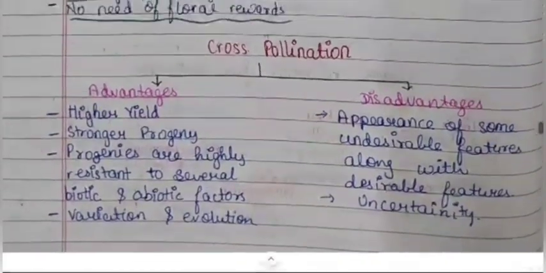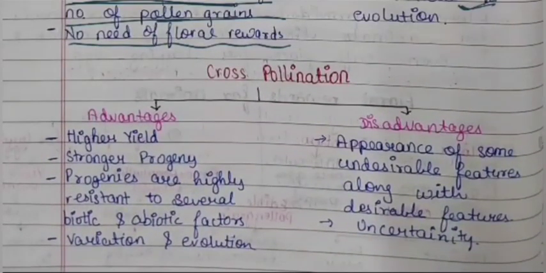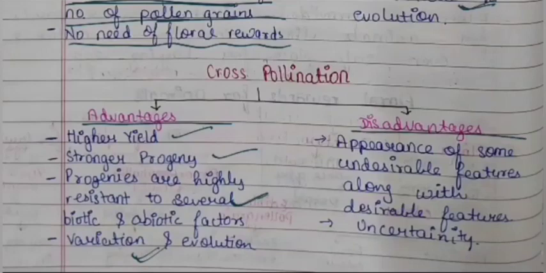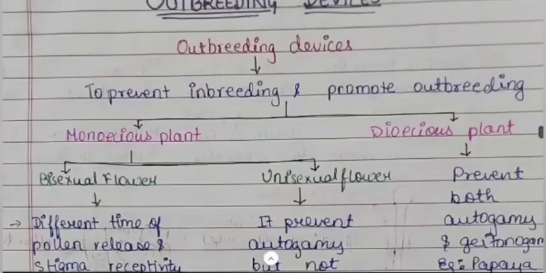Now, coming to cross pollination, the first one is advantages. The advantages are higher yield and strong progeny. Progeny are highly resistant to several biotic and abiotic factors. And the last one is that variation and evolution take place. Disadvantages of cross pollination are the appearance of some undesirable features along with desirable features, and the last one is uncertainty.